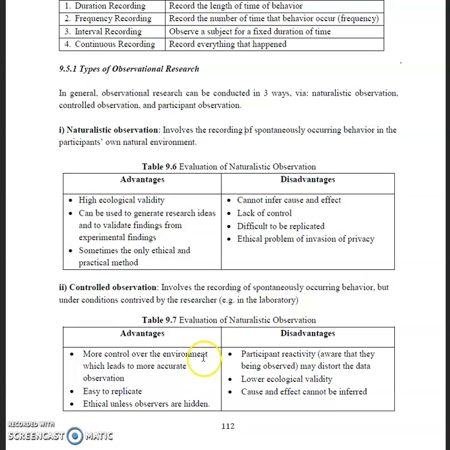Okay, so the advantage of having to use, I think this is a mistake here. It should be lab control observation. The advantage is you will have more control over the environment. So when you have more control over the environment, or more control, to be precise here, in an experiment, when you control or manipulate the variables, you have a more accurate observation. It is easy to replicate because you have control over everything. You put that person in a lab, you can replicate the same experiment with another person.